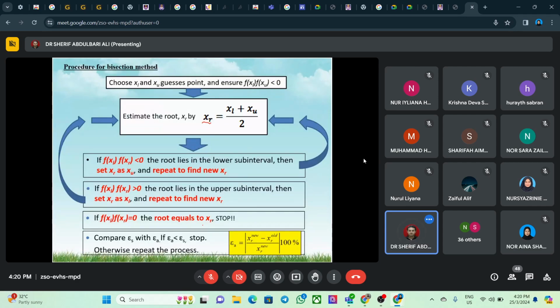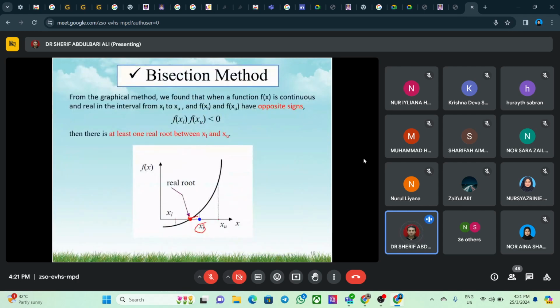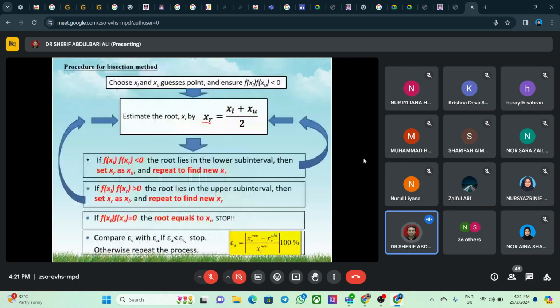So now you want to check if the value of XR is matching the real root. So you want to check if these blue dots are on top of the red dots. How are you going to check that? By having these conditions. If the function of X lower times the function of XR is less than 0, you're going to narrow the search. So for the next iteration, XR is going to be having the value of X upper.